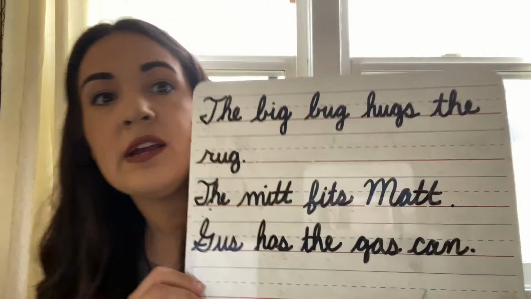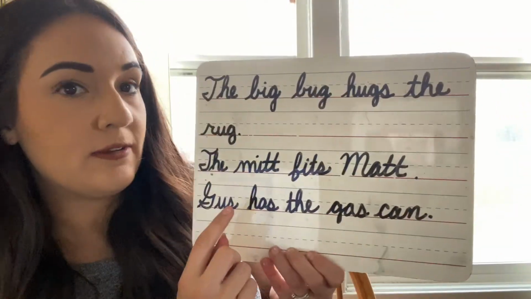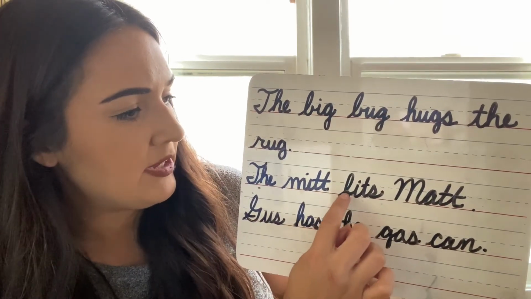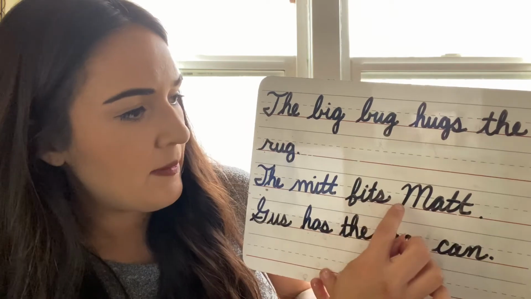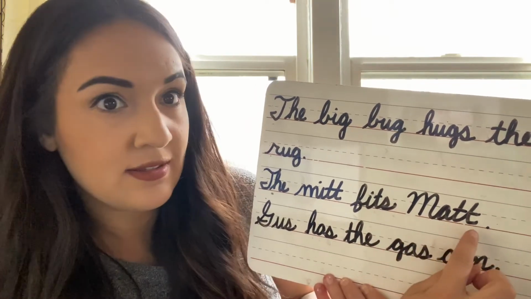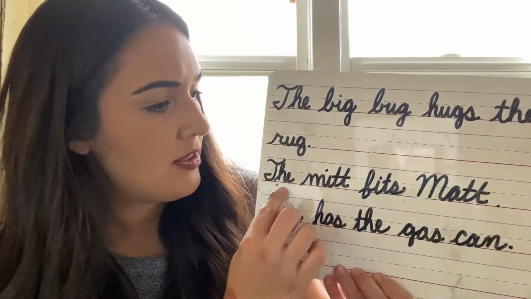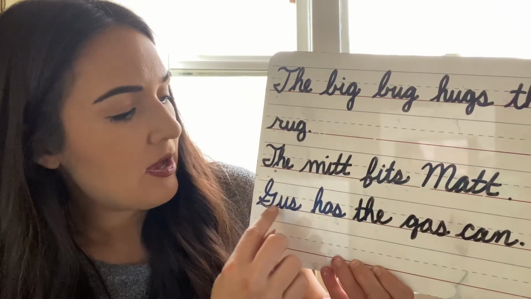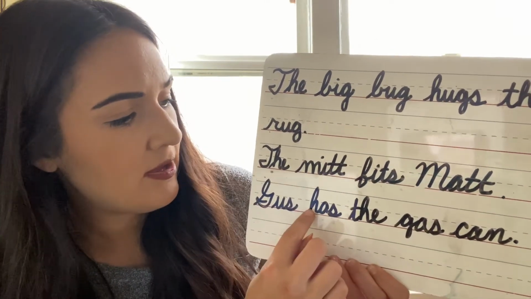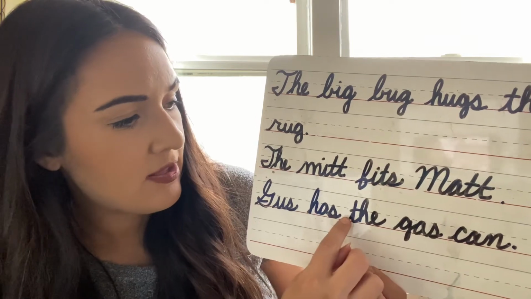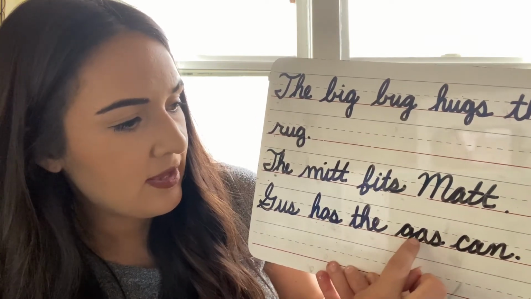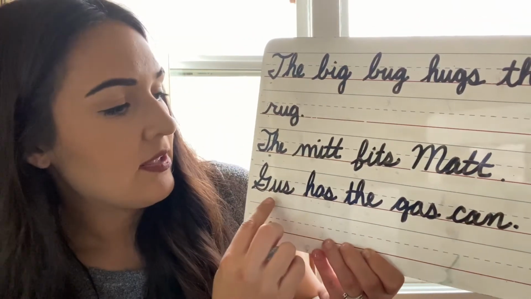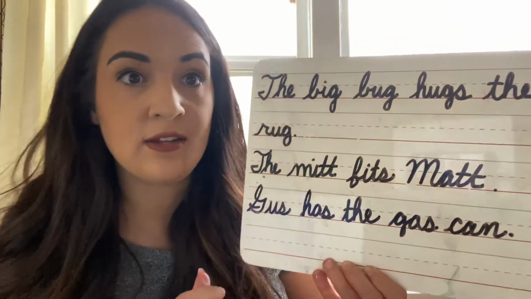Okay? Our next sentence is, here we go. The mitt fits the mat. That'll be your sentence number 2. The mitt fits the mat. Okay? And sentence number 3: Gus, has, the, gas, can. Gus has the gas can.